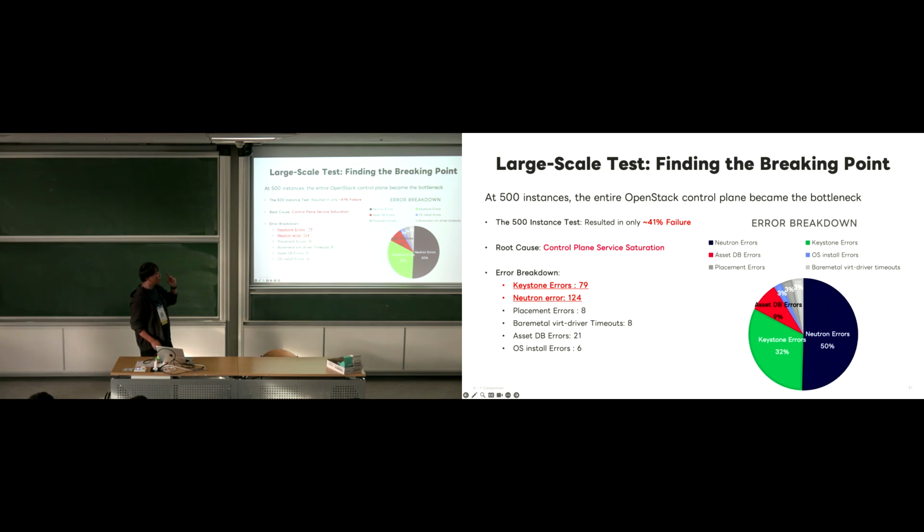We observed Keystone errors happened in about 79 cases. Neutron server errors, especially for the new port creation for the instance, were 124 error cases. There were other errors like Placement, Baremetal driver timeout, asset DB error, or install error. So there are so many parts where errors happen with this kind of huge instance creation.